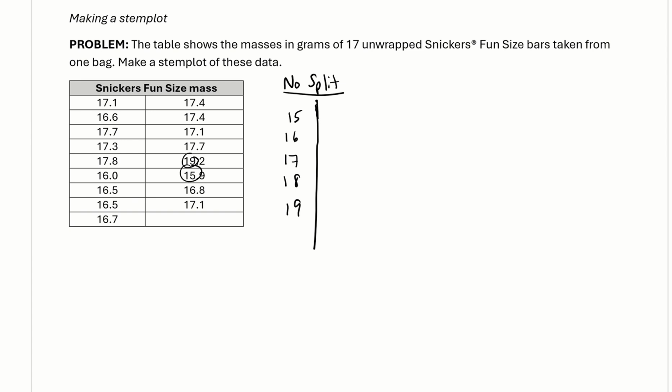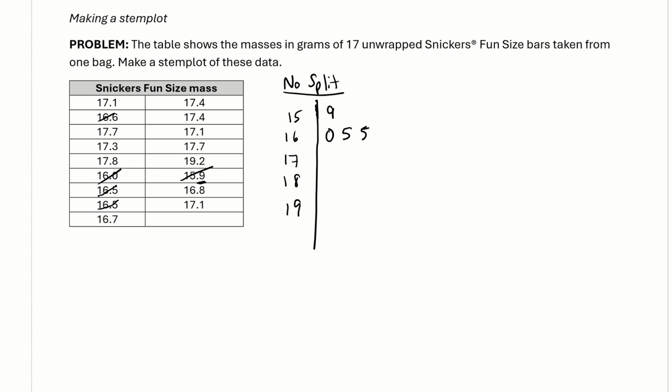But here we go. So 15, we got a leaf of 9, right? Remember when you do the leaves, you order them from least to greatest. So we're done with 15.9. Now 16.0, that is the leaf, right? And then 16.5, 5 is the leaf, right? So we got 16.0, so we got a 0 for a leaf. We need to go to the next biggest. There's no 16.1s or anything like that, but there is a 16.5. There's two of them, so I'm going to do two 5s for the leaf.